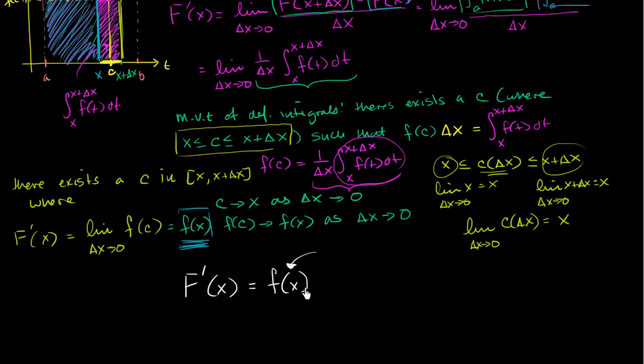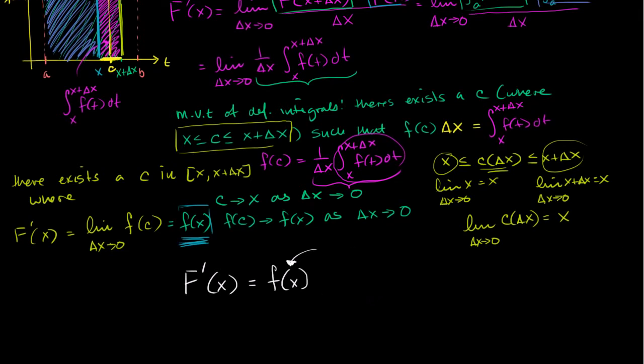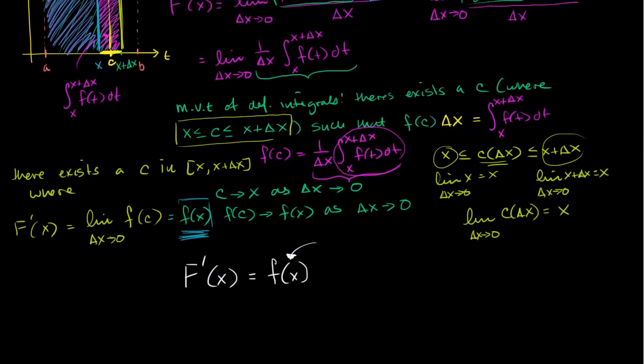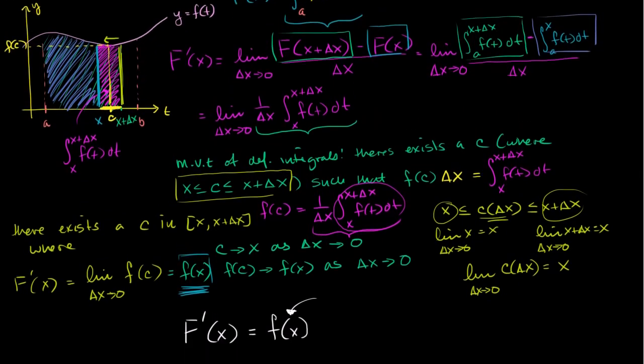And so it's a couple of cool things. Any continuous function has an antiderivative. It's going to be that capital F of x. And this is why it's called the fundamental theorem of calculus. It ties together these two ideas.